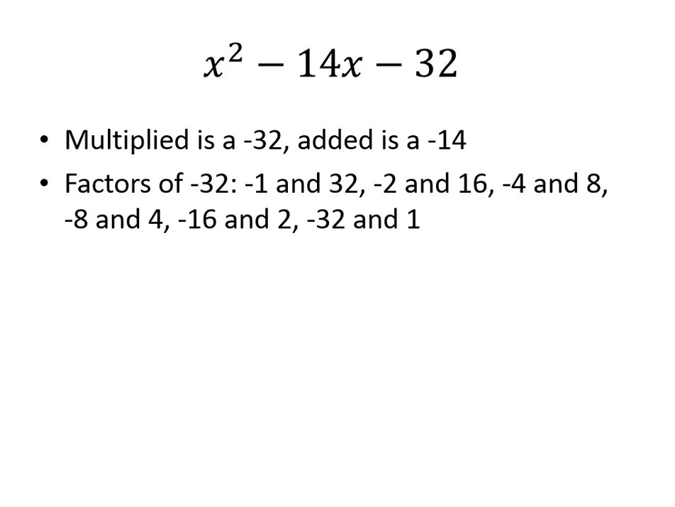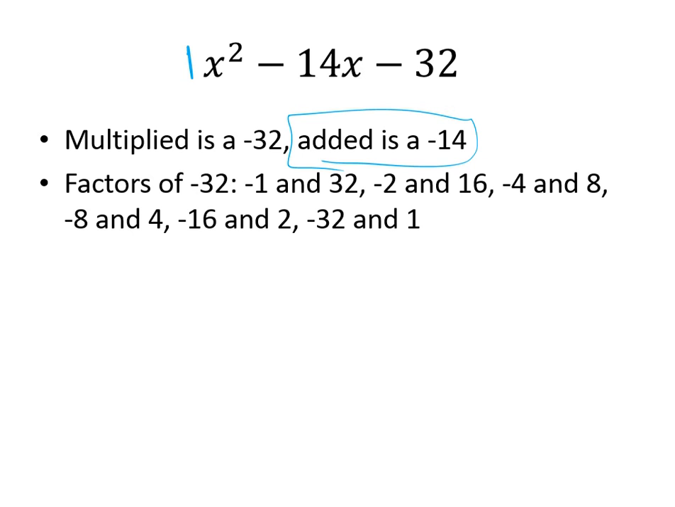Alright, so now let's look at this one. We've got the first number, 1, times the last, which is negative 32. So we want to find two numbers that multiplied together get you negative 32, but added together get you negative 14. Since this is a negative number, the larger multiple has to be negative.